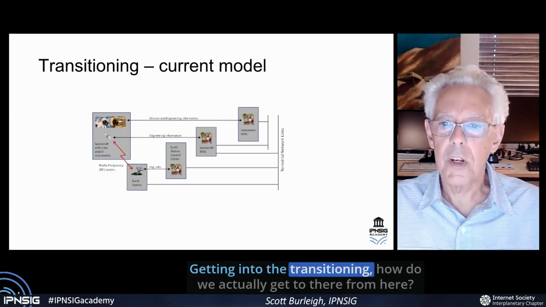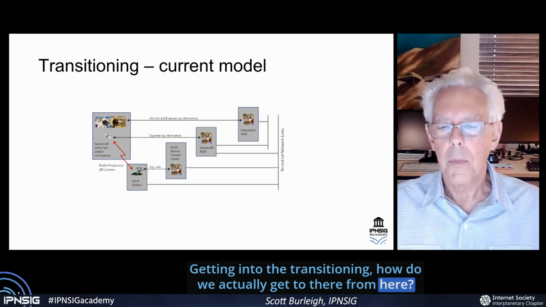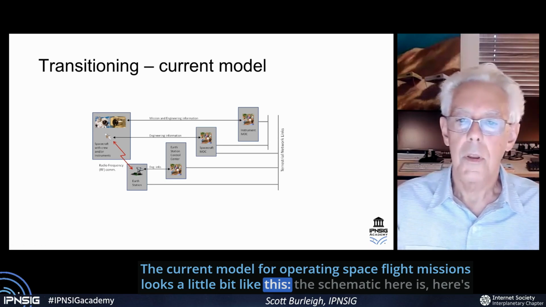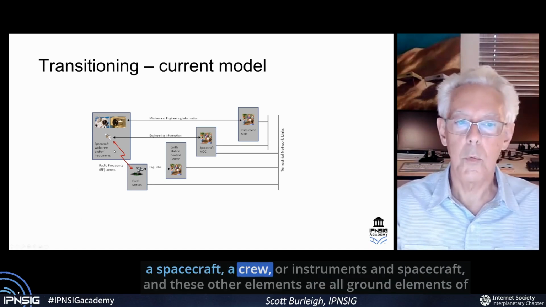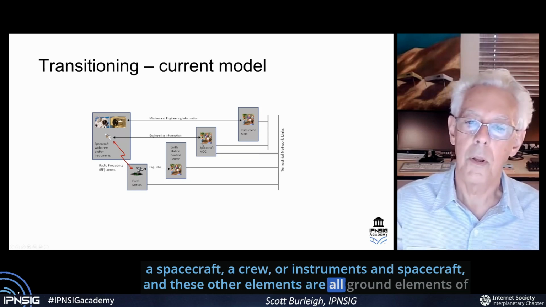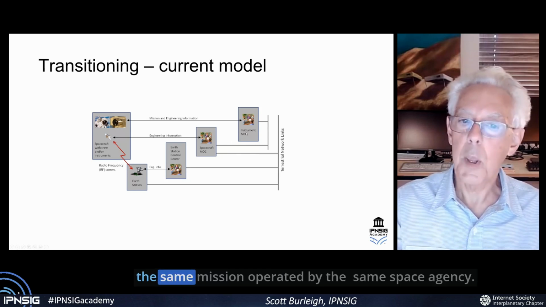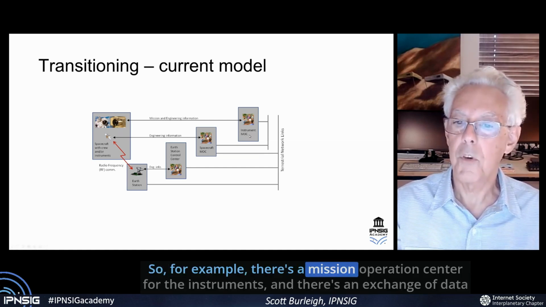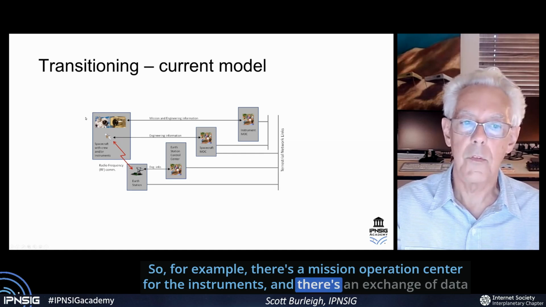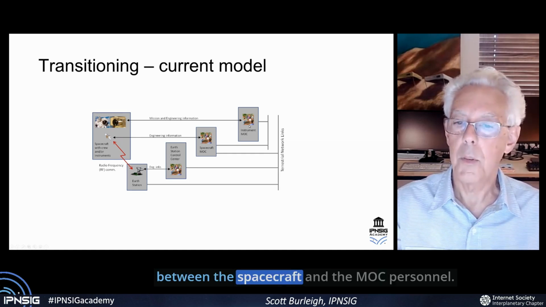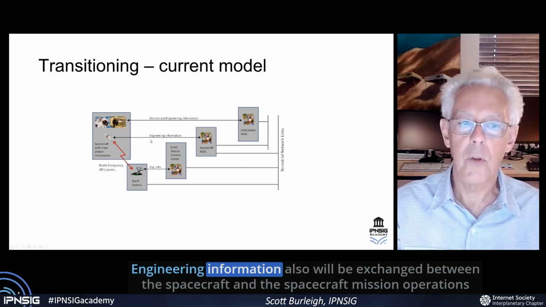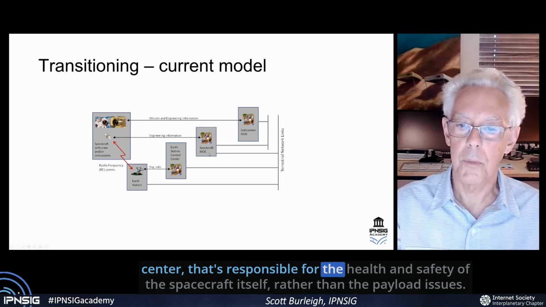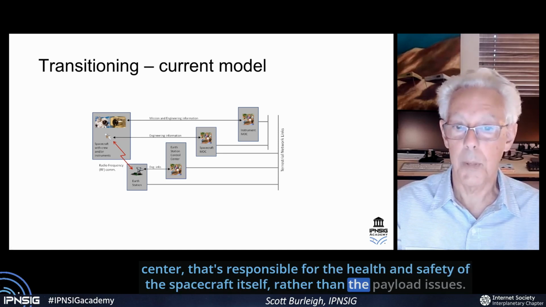Getting into the transitioning, how do we actually get to there from here? The current model for operating spaceflight missions looks a little bit like this. The schematic here is a spacecraft, crew or instruments in the spacecraft, and these other elements are all ground elements of the same mission operated by the same space agency. So, for example, there's a mission operations center for the instruments, and there's exchange of data between the spacecraft and the MOC personnel. Engineering information also will be exchanged between the spacecraft and the spacecraft mission operations center. That's responsible for the health and safety of the spacecraft itself rather than the payload missions.